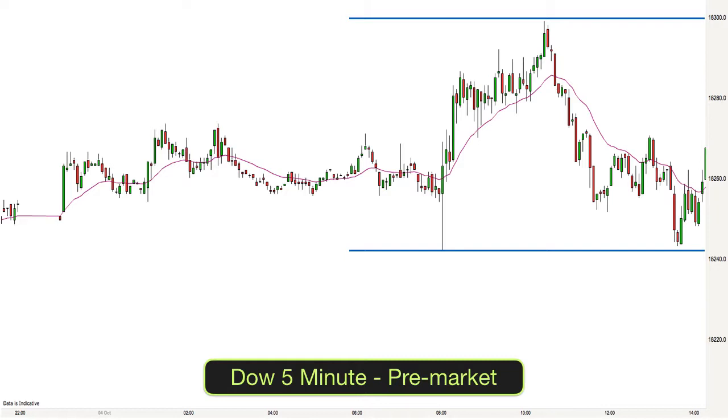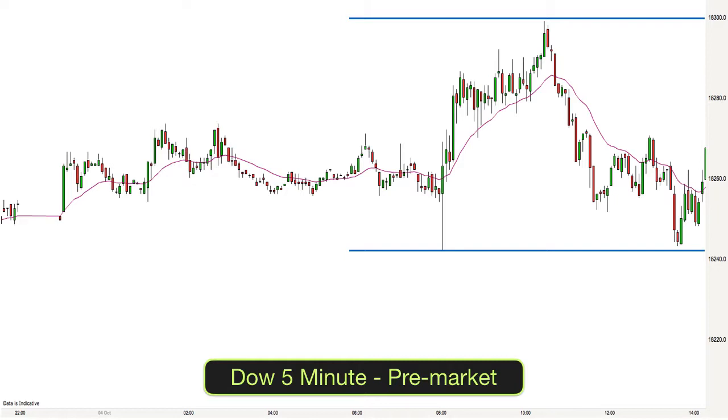I'll therefore be watching initially what happens when price gets near to the 18,300 and the 18,240 levels. If it gives signals to say, well, I'm going to reverse, then I'll be looking to enter a reversal trade. And so I've drawn these levels on my chart in blue.